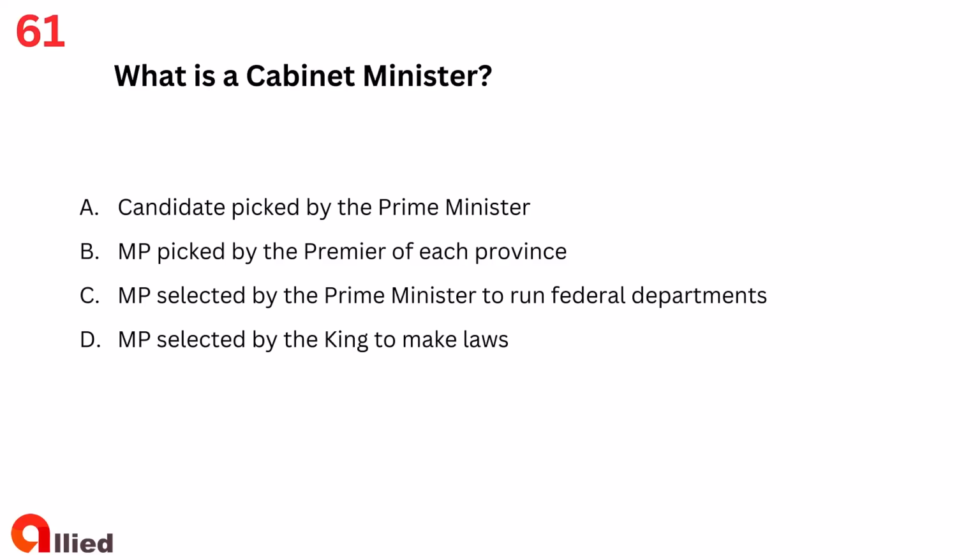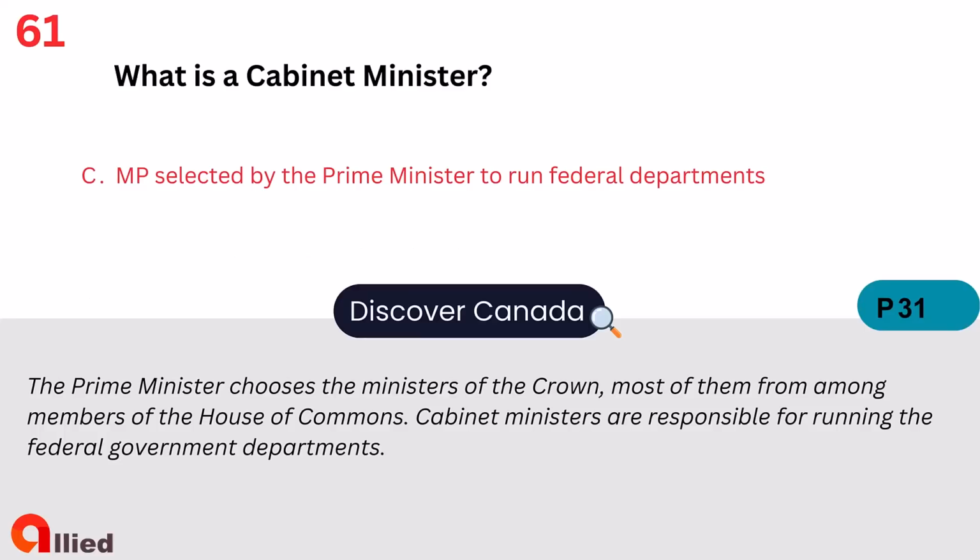Question 61. What is a cabinet minister? A. Candidate picked by the Prime Minister. B. MP picked by the Premier of each province. C. MP selected by the Prime Minister to run federal departments. D. MP selected by the King to make laws. The answer is C. MP selected by the Prime Minister to run federal departments.